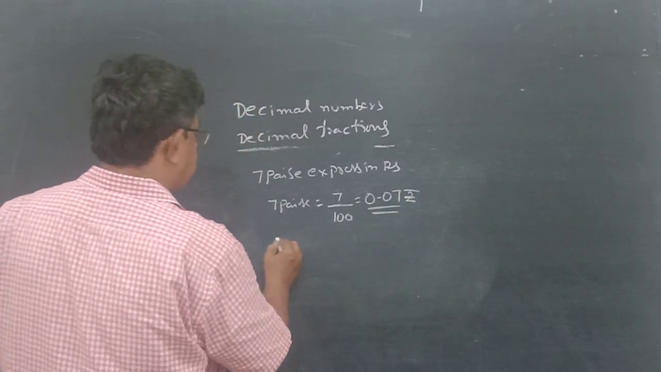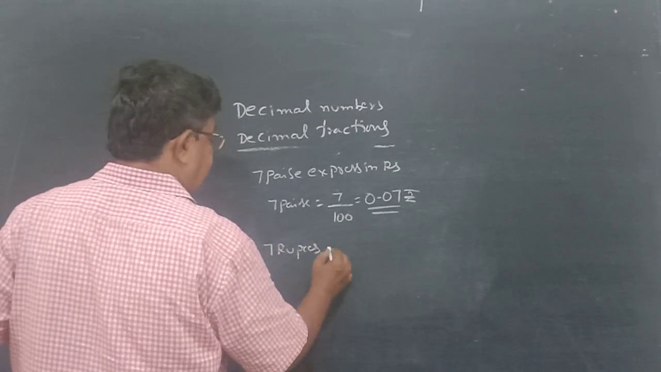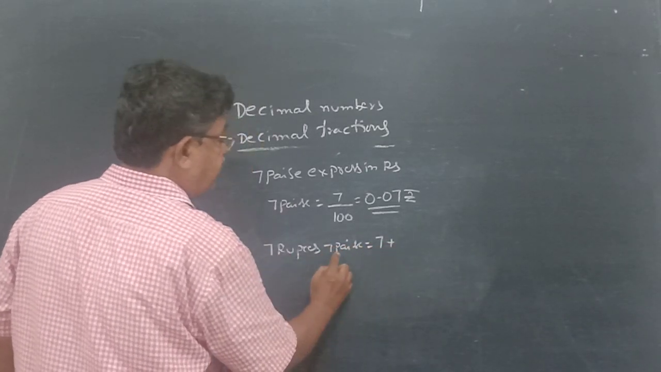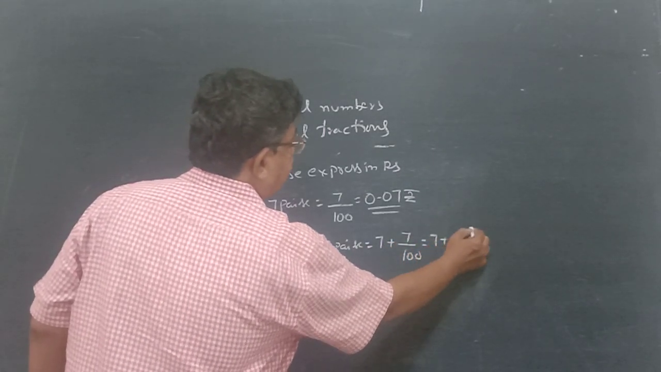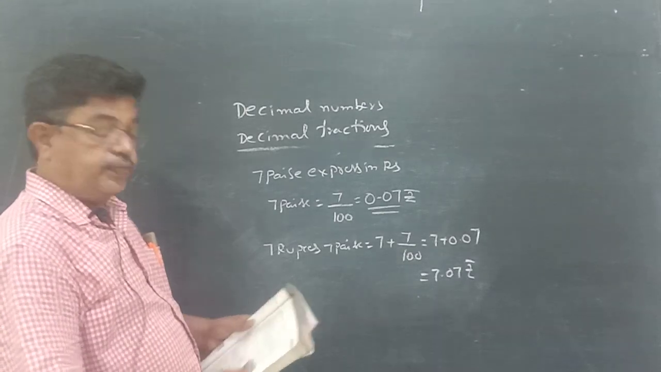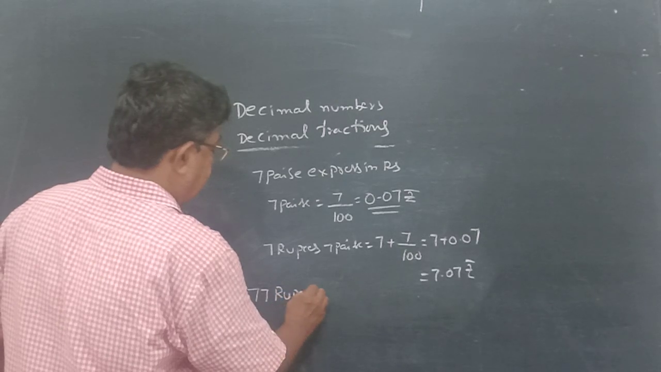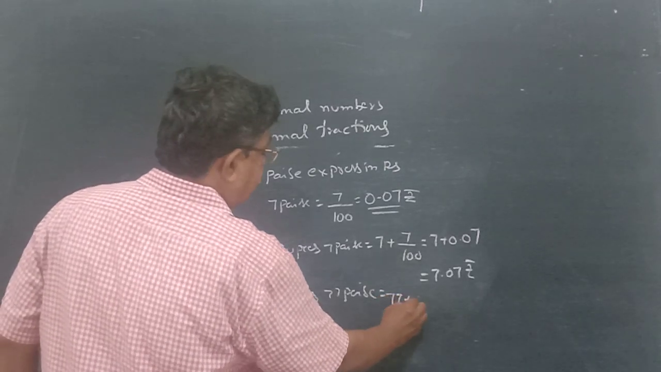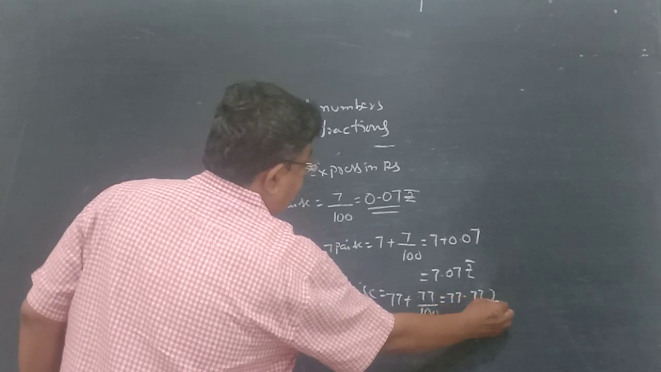Second one, 7 rupees, 7 paise is equal to 7 plus this paise you want to convert into rupees. 7 by 100 is equal to 7 plus 0.07, 7.07 rupees. Think you followed. Next, 77 rupees, 77 paise is equal to 77 plus 77 by 100 is equal to 77.77 rupees.